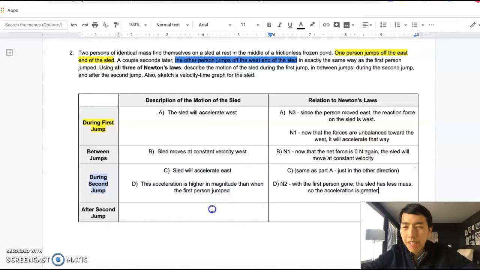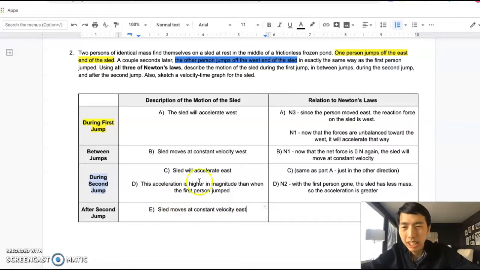All right, so after the second jump, what's going on? Well, there's no more forces on the sled. Well, no, there are forces on the sled, gravity and normal, but they're balanced out. So the net force is zero again. So it's going to go at constant velocity again. And it's going to be in the east direction.